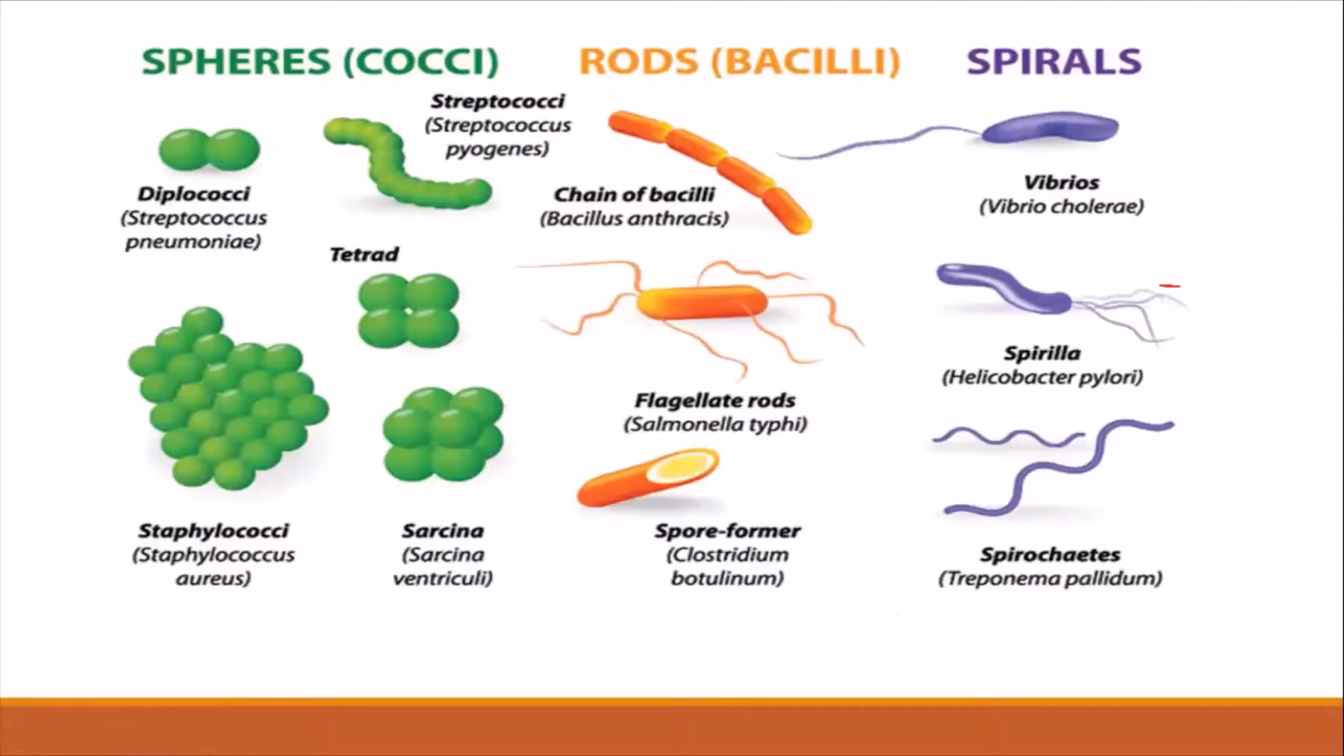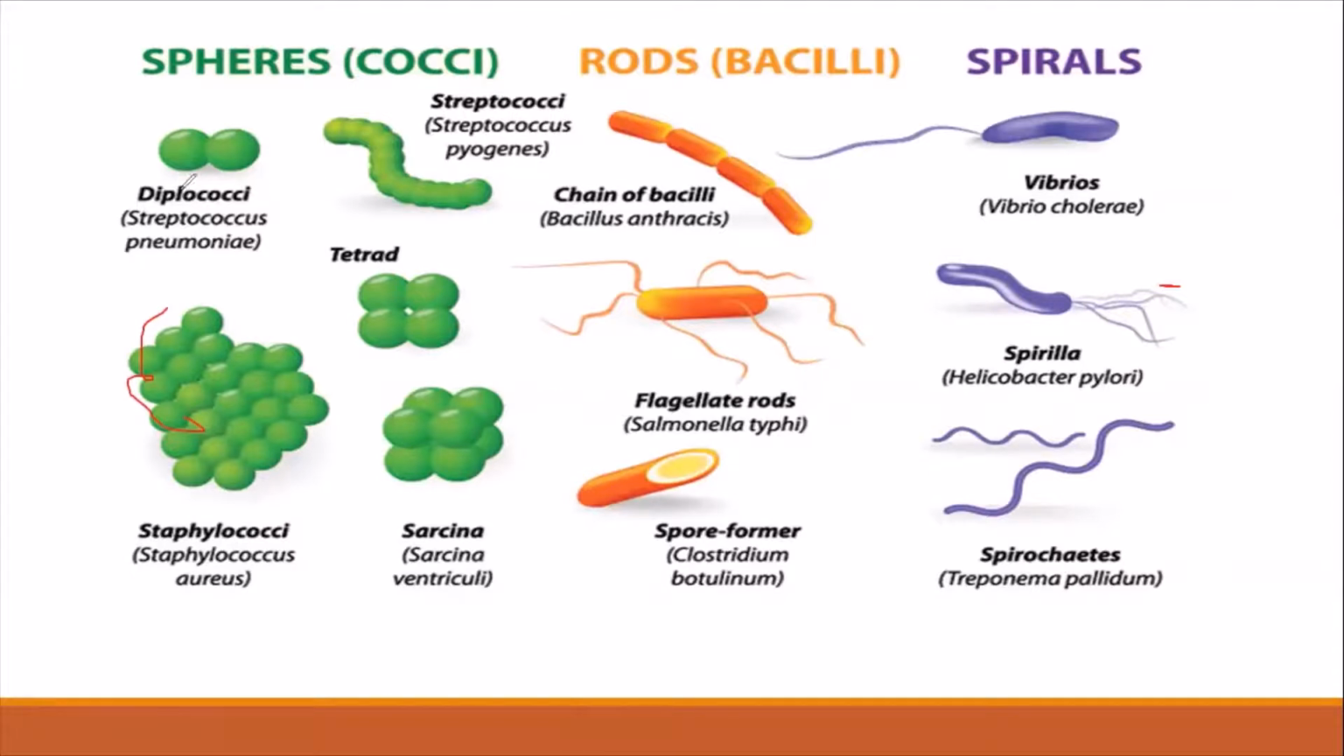So these are examples of the shapes I was telling you about. I was saying that some of the spheres or cocci can be diplo, they can be tetra, or they can be single as well. Your staphylococci tend to be grouped together right here. They tend to form clusters.